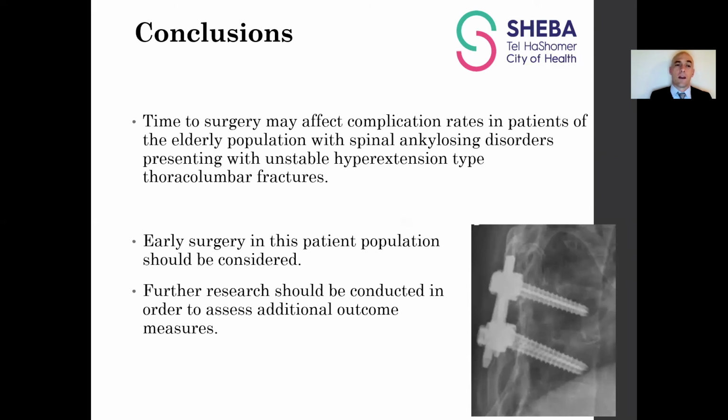In conclusion, time to surgery may affect complication rates in patients of the elderly population with spinal ankylosing disorders presenting with unstable hyperextension type thoracolumbar fractures. Early surgery in this patient population should be considered. Further research should be conducted in order to assess additional outcome measures. Thank you very much.